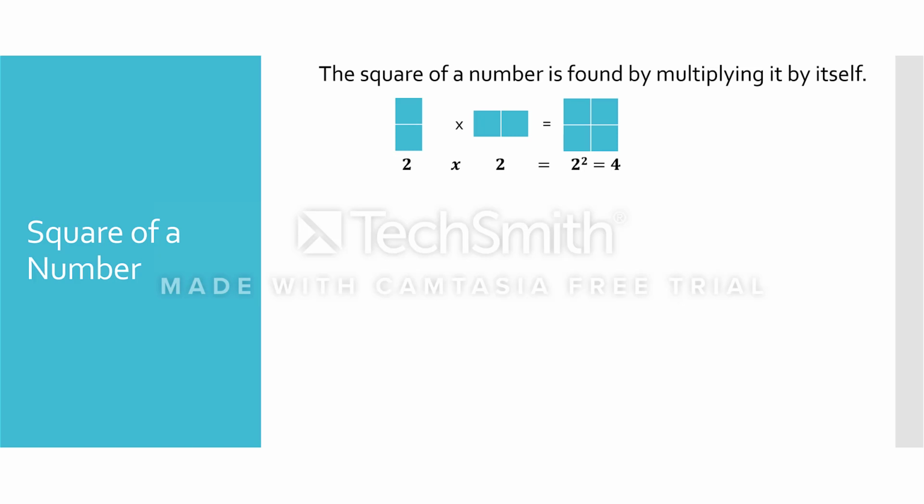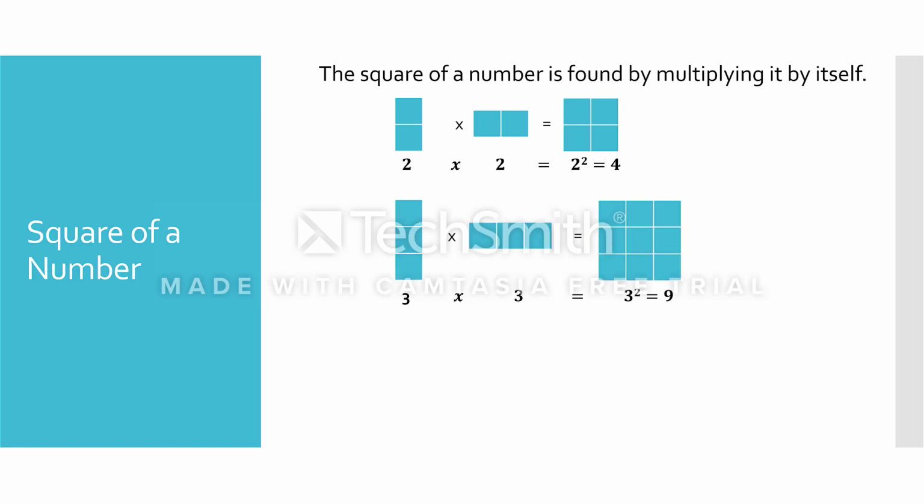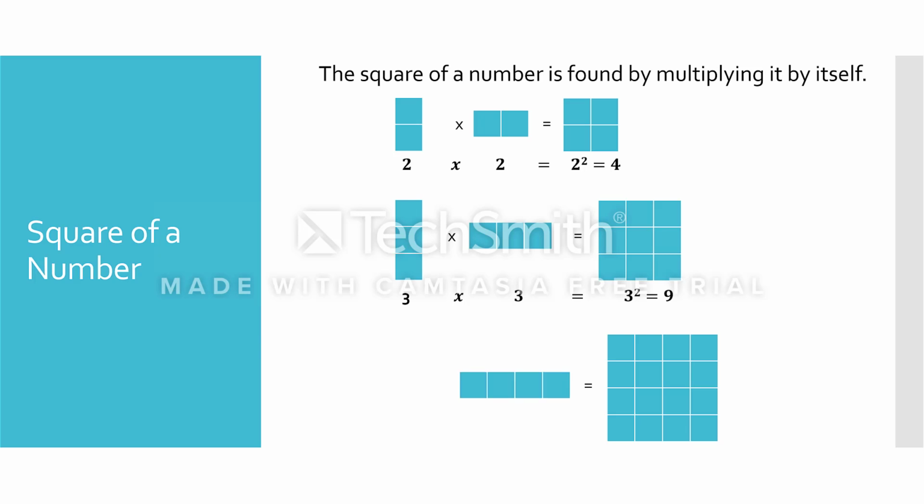Now I will show you more examples. 3 times itself equals 3 squared, which equals 9. This can also be denoted as a column of 3 multiplied by a row of 3, which equals a square of 9. If we have a square, we can see that if it is a row of 4 multiplied by a column of 4, we will know that 4 times 4 equals 16, so this square is of 16.